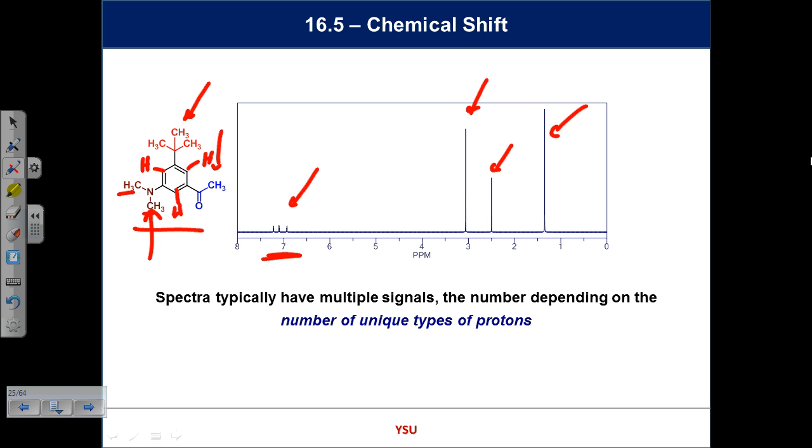Yes, you would. And if you're fortunate enough to have a multi-nucleus probe, you could do fluorine, you could do boron, you can do nitrogen, you can do phosphorus, anything that's magnetically active. We're going to concentrate on carbon and hydrogen in the class.